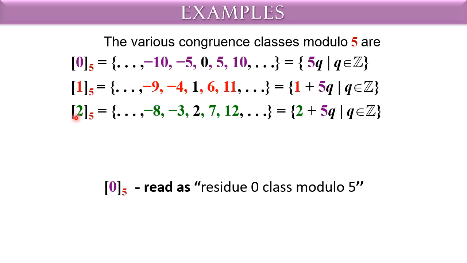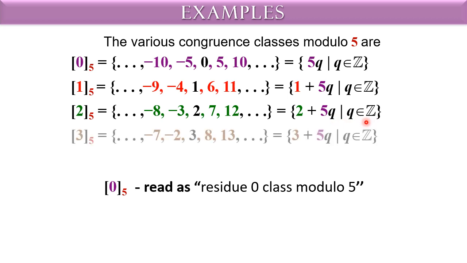Next, we have residue 2 class modulo 5. Same goes here. These are the set of integers that will leave a remainder of 2 when divided by 5. To give some, we have -8, -3, 2, 7, 12, and many other integers that will leave a remainder of 2 when divided by 5. Generally, if we are going to determine all of the integers that will leave a remainder of 2 when divided by 5, we may follow the formula 2 plus 5q, where q is an element of integer.